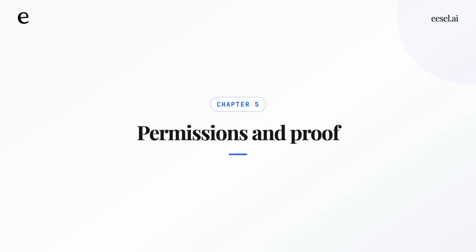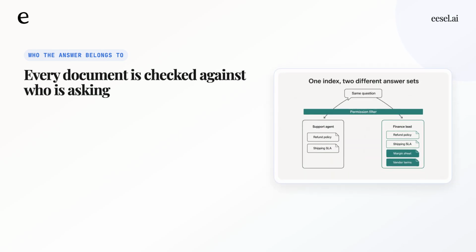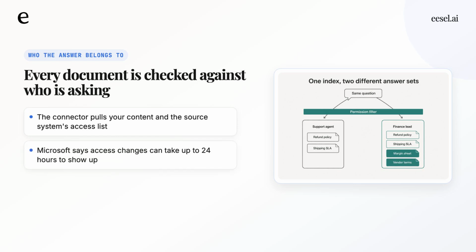Two last things: who is allowed to see an answer and how you know it is working. The mechanism is called permission-aware retrieval. The connector pulls your content and the access list from the source system. At query time, every candidate document is checked against the person asking. Two catches: Microsoft says access changes can take up to 24 hours to show up, and those updates land on a full crawl. Not an incremental one, so the index can feel current while revoked access quietly persists.